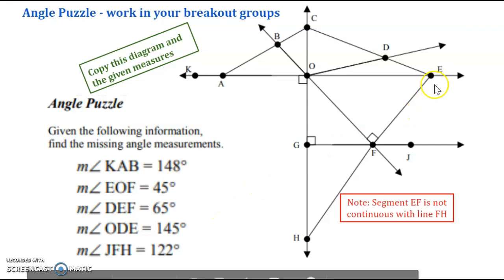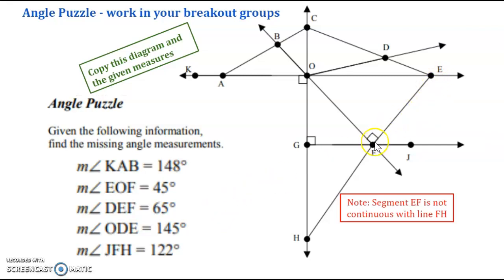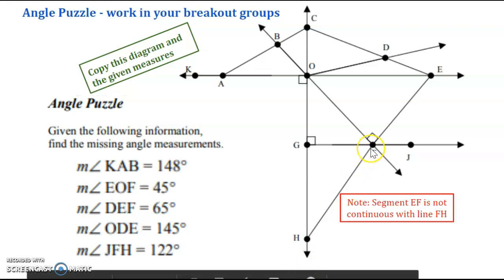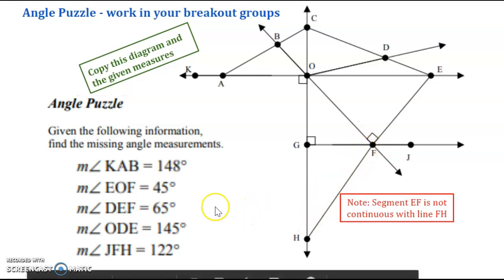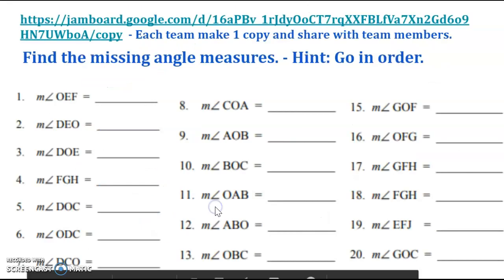I also want you to note that EF is not a continuous line with FH. It's not a straight line going from E to H. So do not draw it like that. If anything, you want to draw it differently so it does not look like a straight line. Okay, so if I was to continue this straight line, it would look like this, and I will modify the slides.